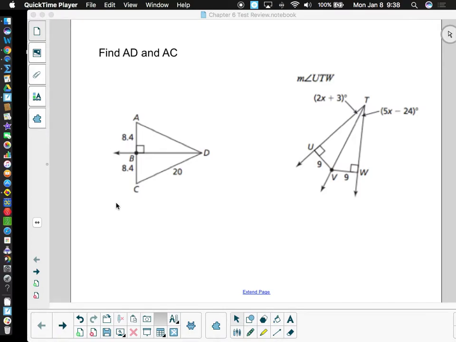Today we're going to look at the review for chapter 6. There's a lot of stuff in here, and I've intentionally spent some time all last week reviewing some of these topics in the beginning of the chapter already. So that'll help.